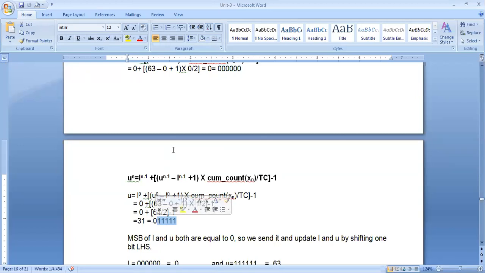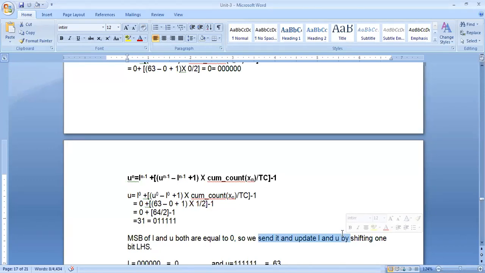Here we see the most significant bit, means MSB. The most significant bit of the lower bound is 0, this one. And for the upper bound, the MSB value is also 0, this one. So we can say that for lower bound and upper bound, the MSB is the same. So the MSB of lower bound and upper bound are both equal to 0. So we will send it and update L and U by shifting one bit to the left-hand side.